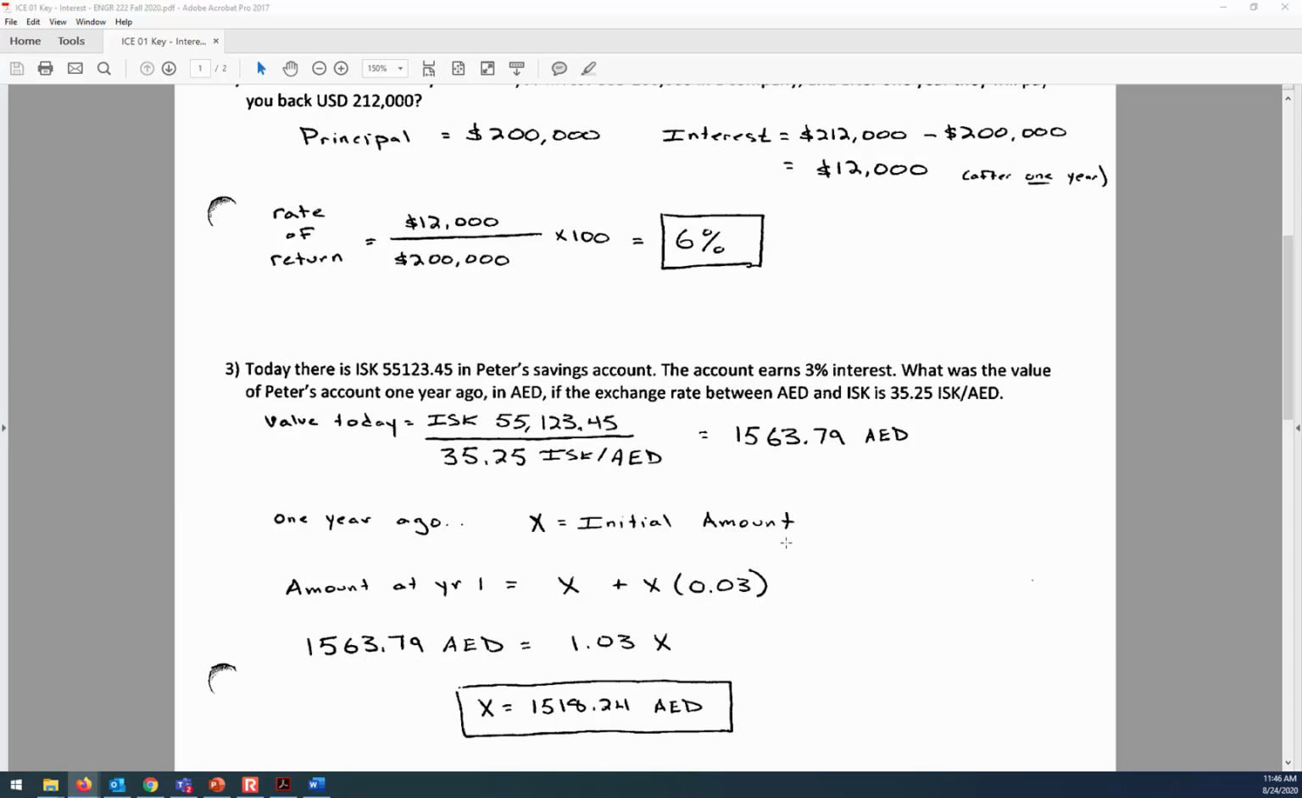1518.24 dirhams. So if we're discounting the amount that he has today by 3%, then last year it would have been this. If you want to check the solution, you multiply this answer by 1.03, and it gives you the value today in dirhams, and then you multiply that by 35.25, which is the currency conversion, and that gives you the value today in krona. That's a complicated one, right?